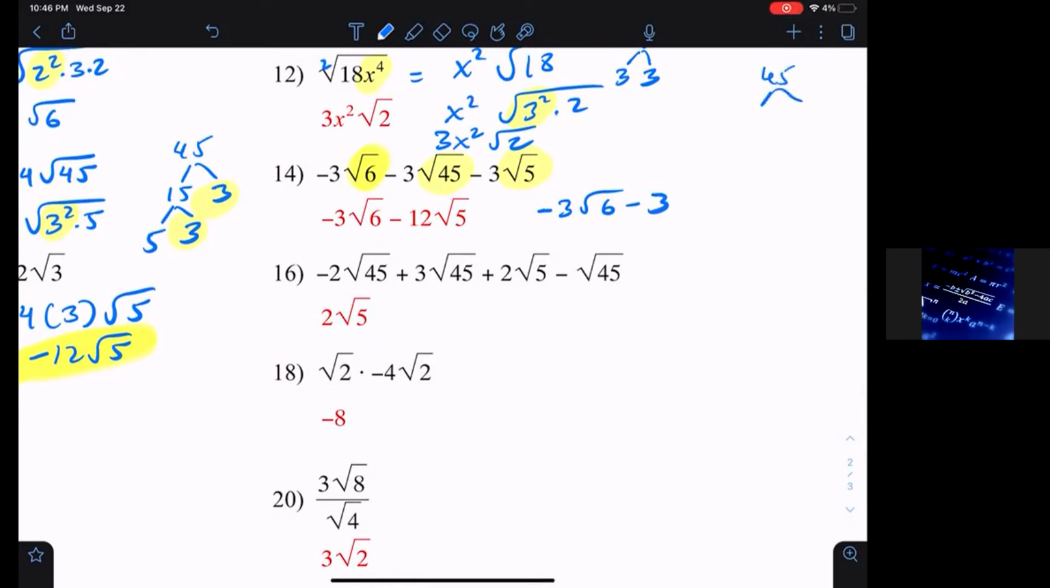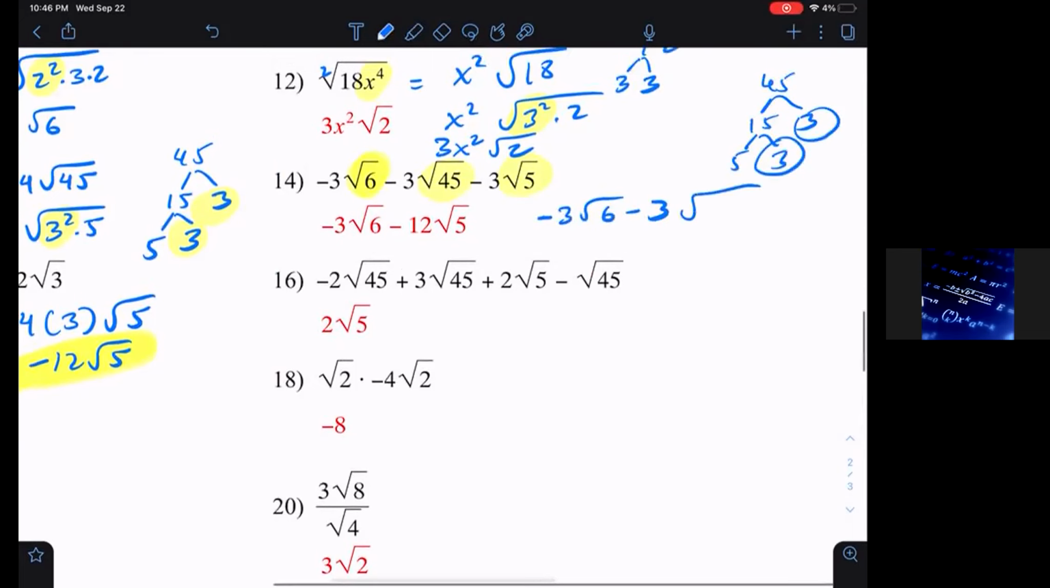That's going to be divisible by 3. So this is 3 and 15, and 15 is 5 times 3. So these two 3s, you put inside the square root. So this is 3 to the second times 5, right? And then we have 3 square root of 5. I don't do anything there because the 5 is a prime number, right?